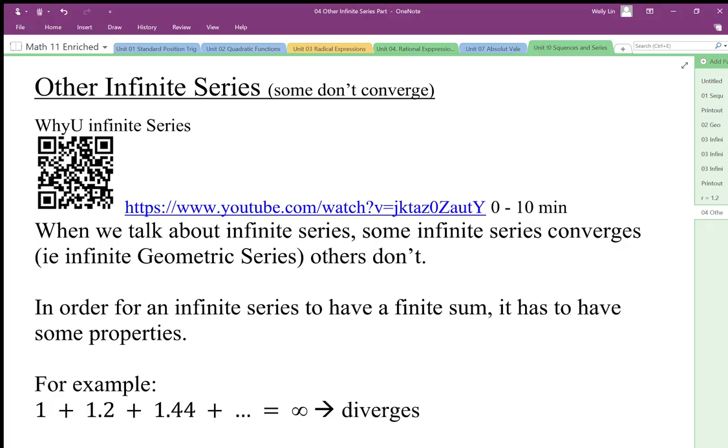So an infinite series either converges or diverges. So an infinite sum converges or diverges. Converging means that it has a finite sum. Diverging means it has an infinite sum.